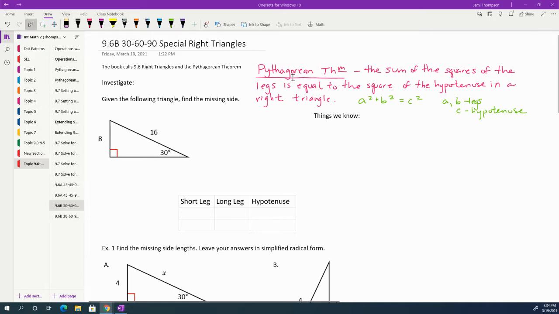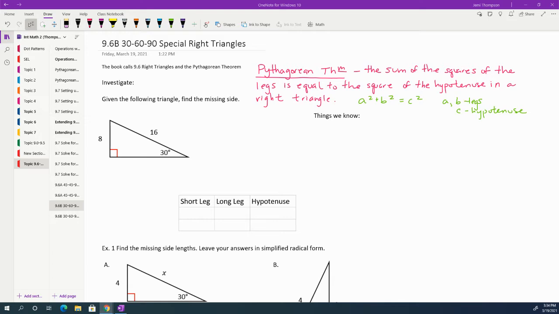In case you needed it, I copy and pasted what I wrote on the last lesson for Pythagorean theorem right here. All right. Given the following triangle, find the missing side. So, things to notice in this triangle.